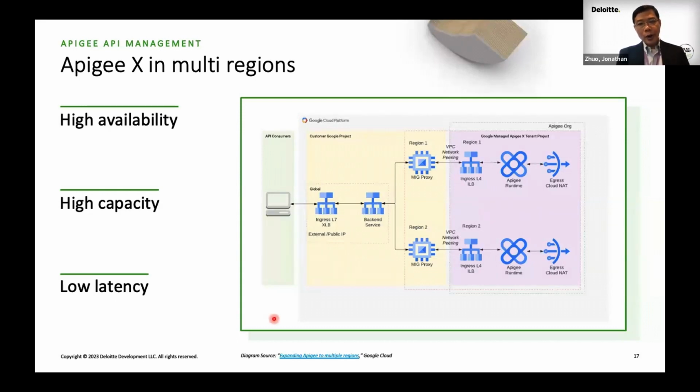So to add a new region, you must create an entirely new instance in that region. For example, like here, in region 2, I added another Apigee runtime. You will create a managed instance group in your project, which is here, to communicate with a Layer 4 internal load balancer deployed in the region where the new Apigee instance resides. The managed instance group proxies for all regions are connected to the global external load balancer's backend.